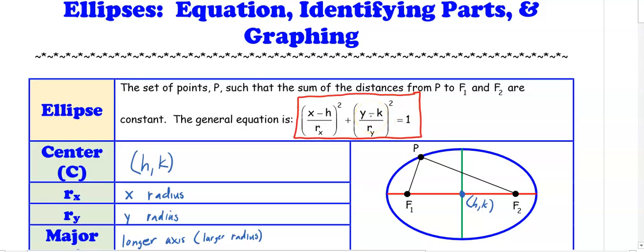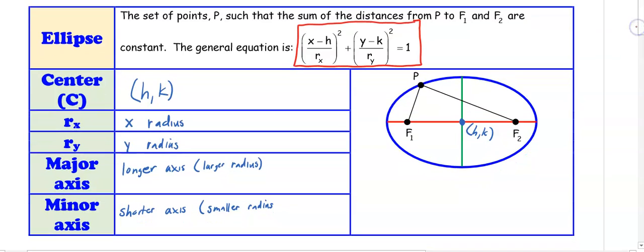Okay, so some of these parts then, just like a circle, the center is going to be h, k, and we get that from pulling them out by the h and the k. Remember to take out the opposite signs. Your rx stands for your x radius, which is the radius going from left to right. And then your ry is the y radius, which is the radius going up and down.